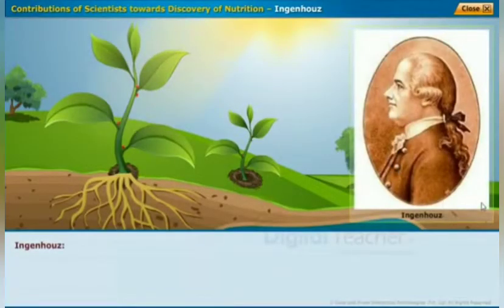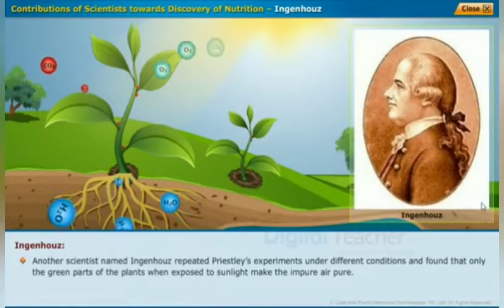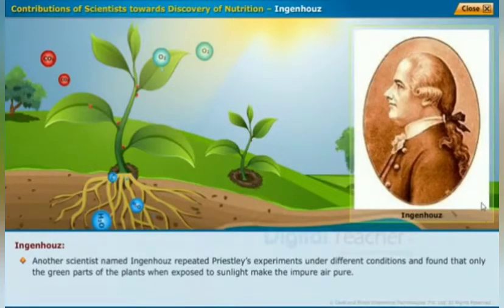Another scientist named Engine House repeated Priestley's experiments under different conditions and found that only the green parts of the plants, when exposed to sunlight, make the impure air pure.